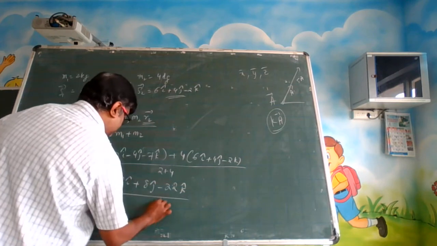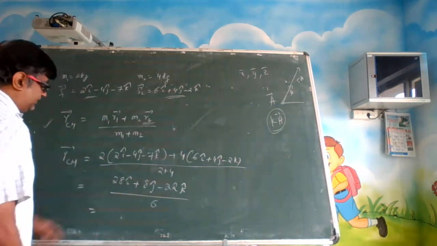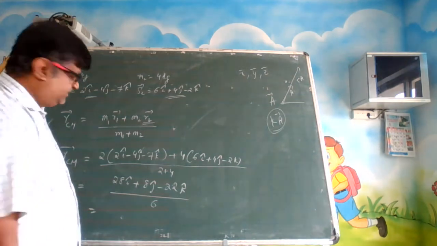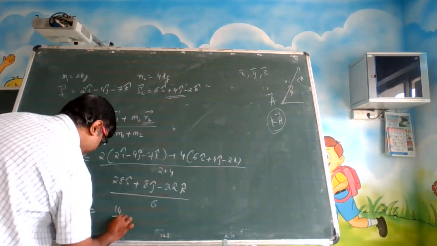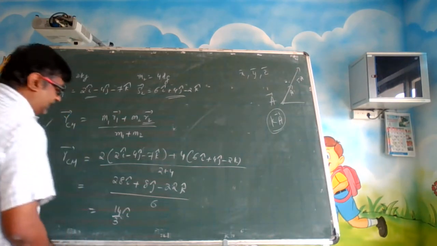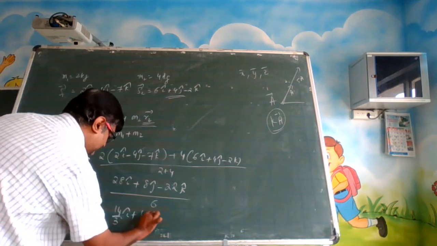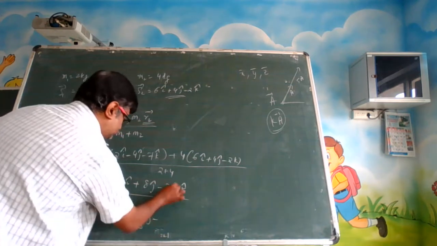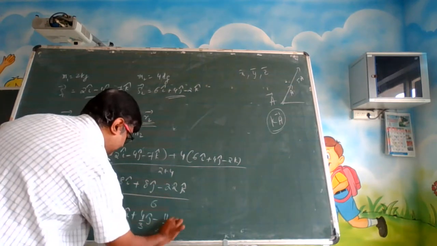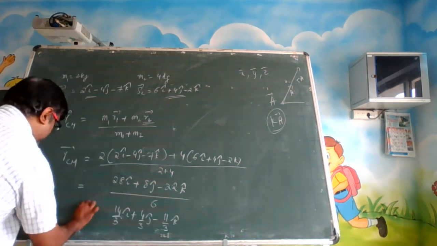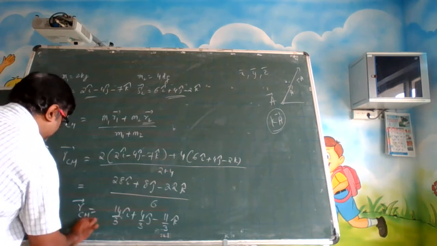Divided by 6. So if you want to write it, it is 28 by 6, that is 14 by 3 i vector, plus 8 by 6, that is 4 by 3 j vector, minus 22 by 6, that is 11 by 3 k vector. This is our position vector of the center of mass.